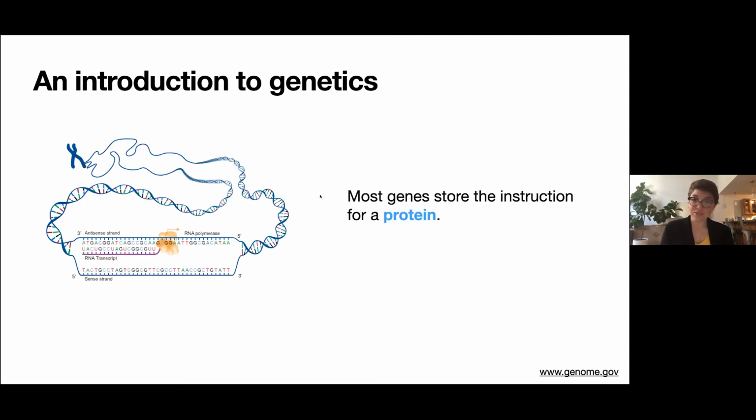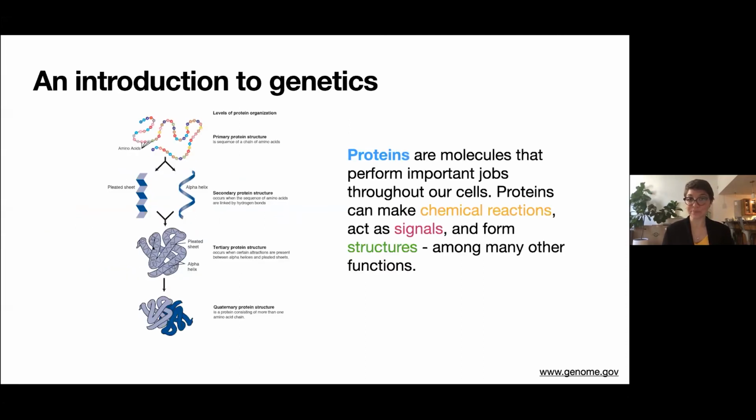Most genes actually store the instruction for a protein, and this is what this image is showing you. It's showing DNA, and we can see, very small here, the letters A, T, G, and C. This is being turned into a protein. So the genetic instruction codes for a protein. Proteins are molecules that perform important jobs in our body. Some proteins drive chemical reactions, other proteins act as signals, other proteins form structures in the cell. There are many, many different functions that our proteins are doing.